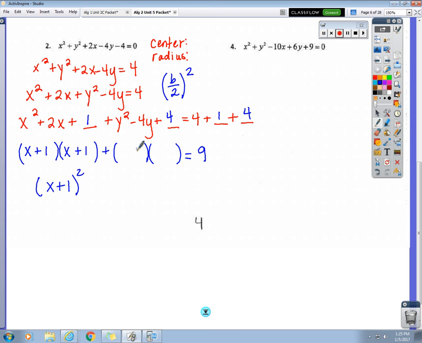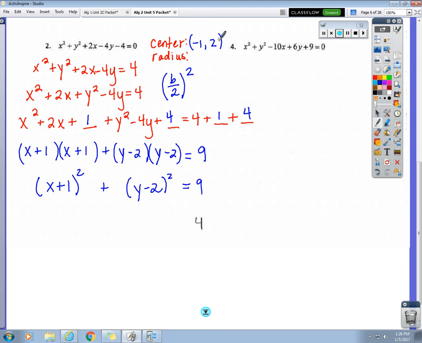Okay, now let's factor the y trinomial using the bubble method. So we need y times y to make the y squared. What numbers multiply to a positive 4 but add to a negative 4? Negative 2 and negative 2. Since there's 2 of them, you just write it once and square it. Now, don't we have the standard form of the equation of a circle? And now you're able to identify the center and the radius. What is the center?